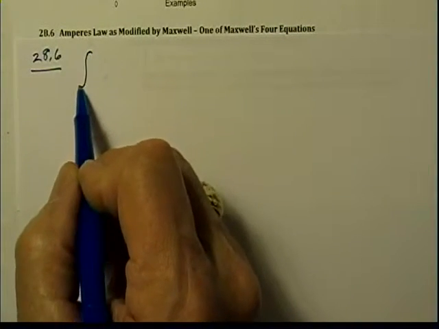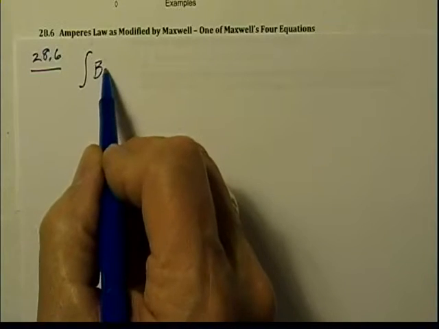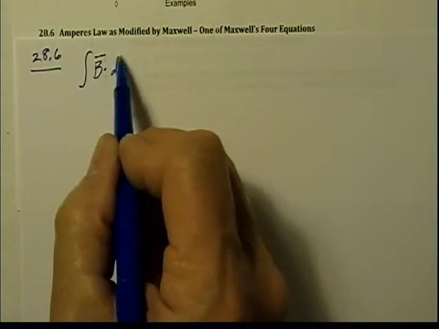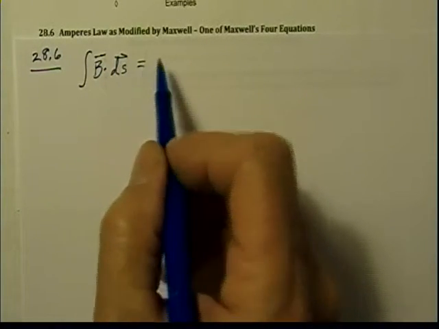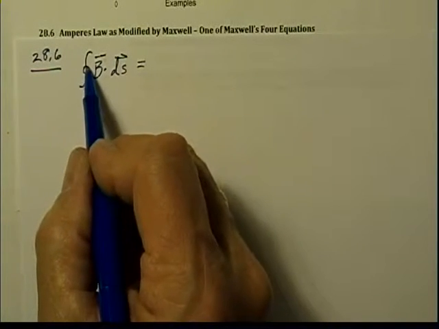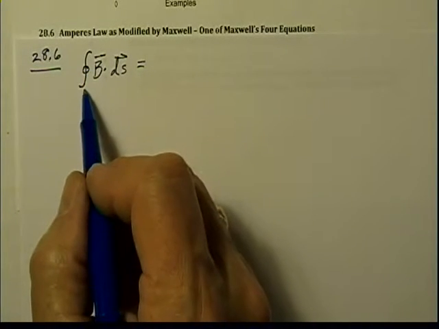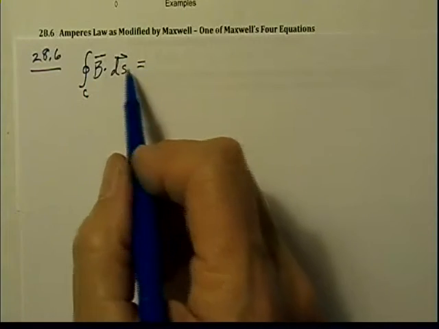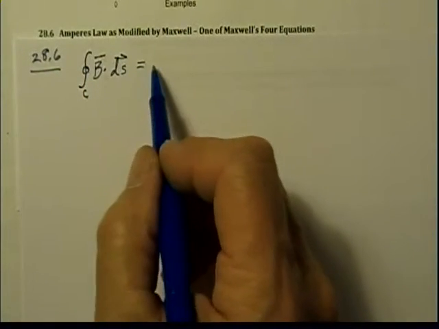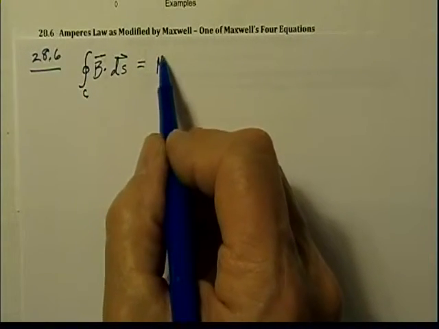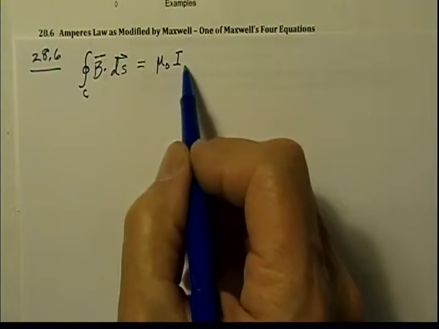Well, Ampere's law stated that the integral of B dot ds, that's the integral around a closed curve C, around any closed curve, is equal to mu naught times the current that's inside.